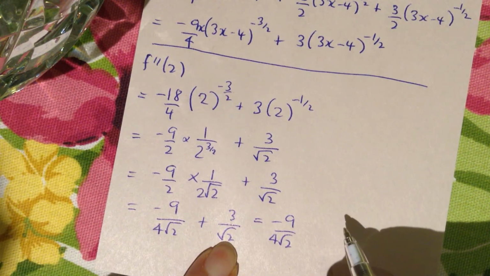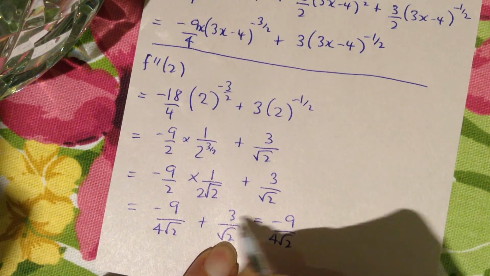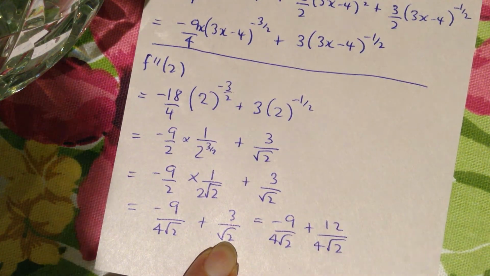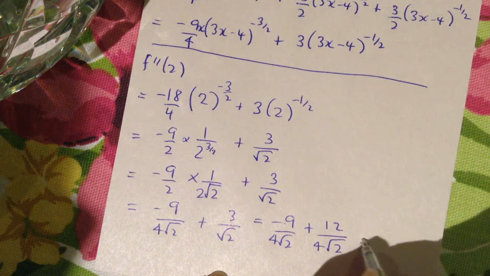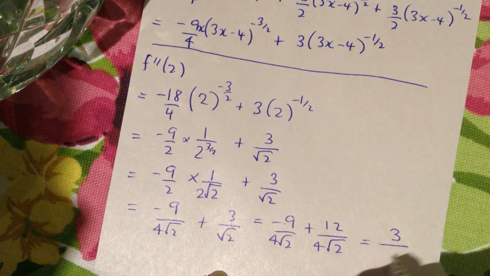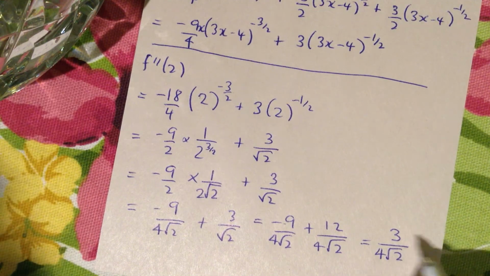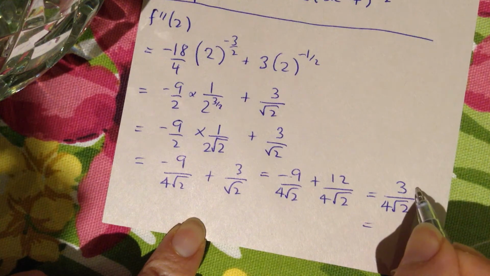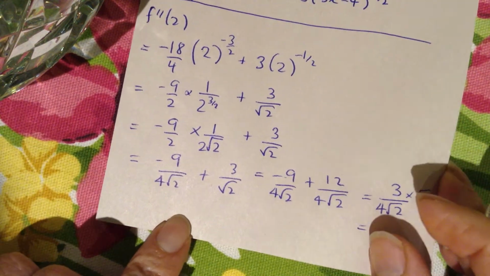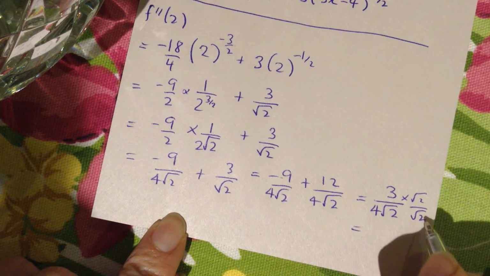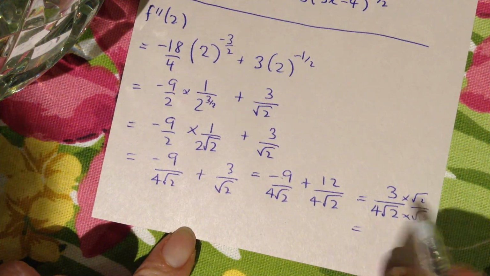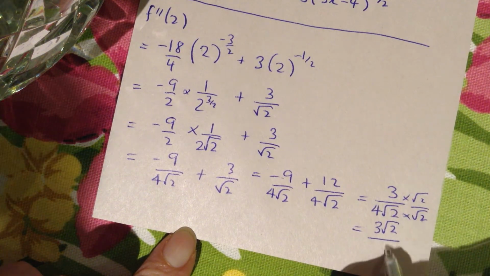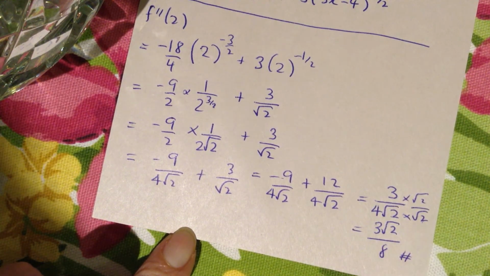If we want a common denominator of 4 root 2, multiply the top by 4, so you've got plus 12 on 4 root 2. So minus 9 plus 12 is 3, and that's all over 4 root 2. Rationalise your denominator: multiply by root 2 over root 2, and you've got 3 root 2 over root 2 times root 2 is 2, 2 fours are 8. 3 root 2 on 8 is the answer.